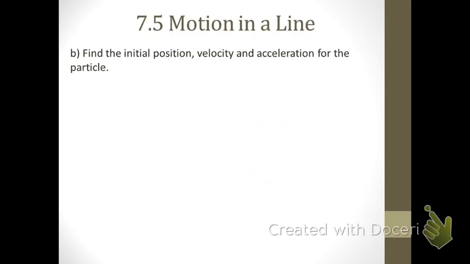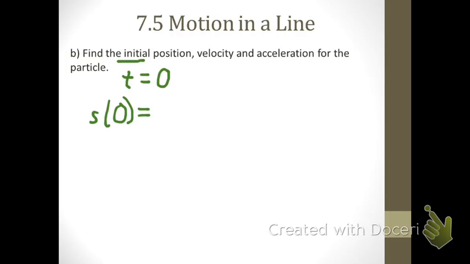Alright, the next thing I'd like us to do is to find the initial position, velocity, and acceleration for the particle. Pause now if you know how to do it. When you're told to find the initial position, velocity, or acceleration for this particle that's in motion, what that word initial is implying is that you're looking at the very beginning when no time has passed. So we're looking at when time is equal to 0.